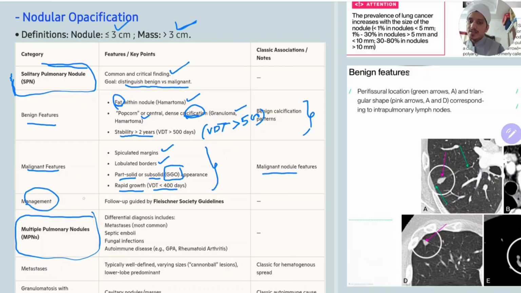Management is according to the Fleischner Society guidelines. Again, these are described in that video. We are discussing chest X-ray, so I'm not going into depth.